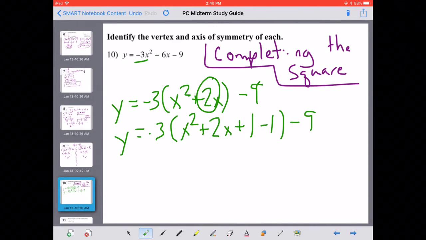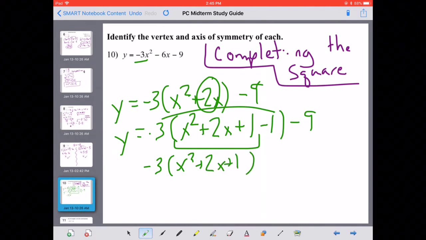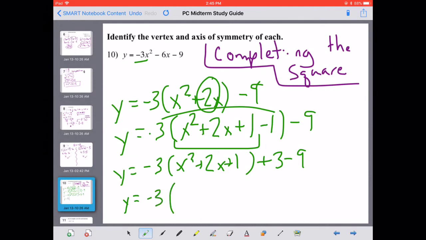Now we want to get just this chunk right here by itself, so let's distribute that -3 all the way to the end. It's still on the first couple of terms here, but we did distribute that negative 3 to negative 1, so that's plus 3 minus 9. So now the fun part, and the reason why we did this, is that we can see this is a perfect square of a binomial, and that binomial is x plus 1.